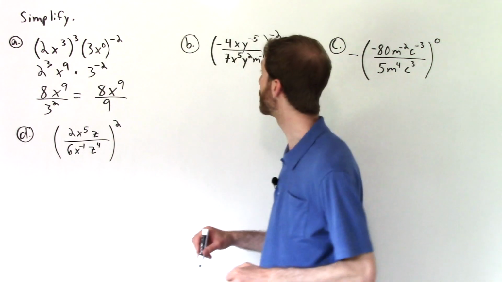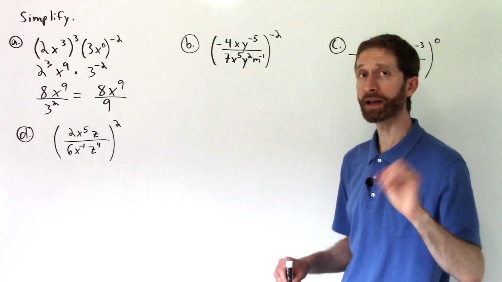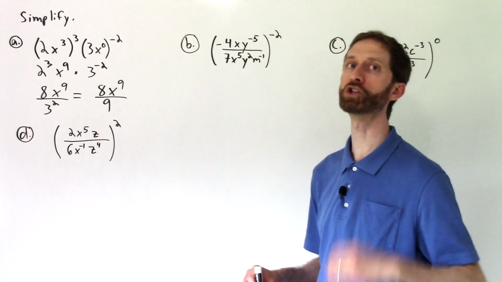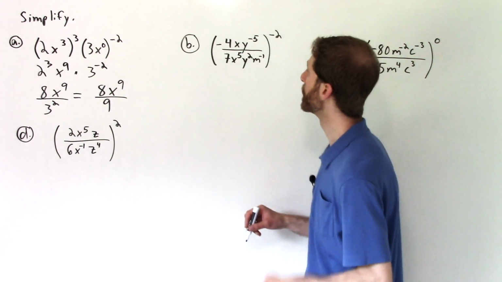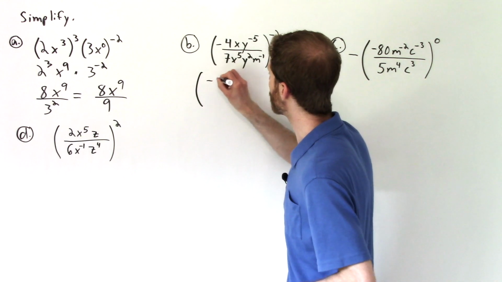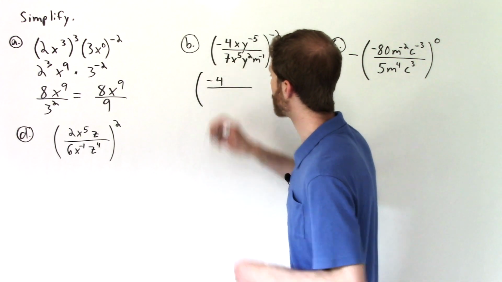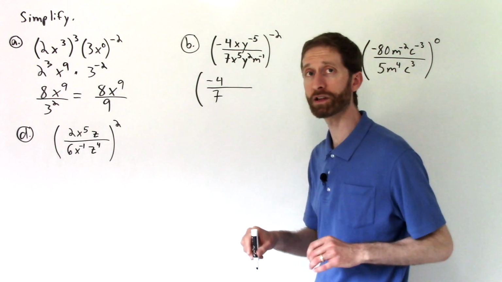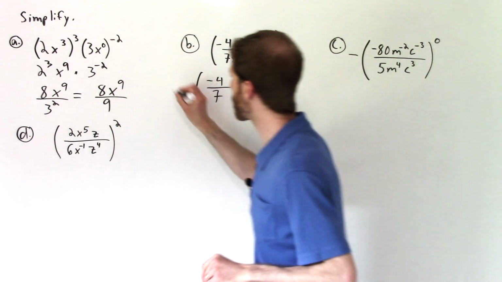Okay, let's check out B. B is a juggernaut. But as I've said in previous videos, if you can simplify what's inside the parentheses first, do it. It makes life easier. So here, negative 4 sevenths, we can't do anything with. So I've got negative 4 over 7. Right, so we have that. Then we've got x over x to the 5th. Well, let's kind of put that off to the side.